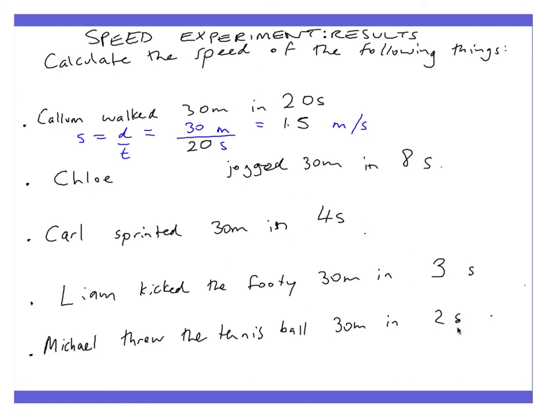The first little challenge I'm setting for you is to work out the speed of all of these people. Here's an example of how to do the first one. Remember, speed is distance over time. So 30 meters divided by 20 seconds comes out as 1.5 meters a second. So if you want to, pause the video and work out the speed of all these other people.